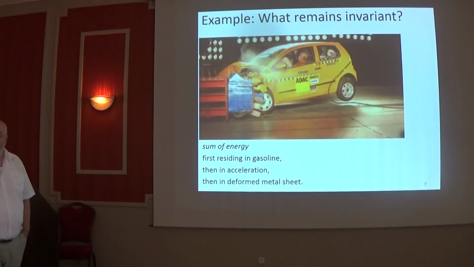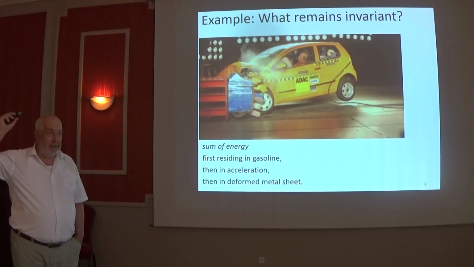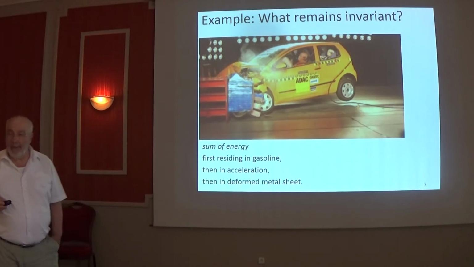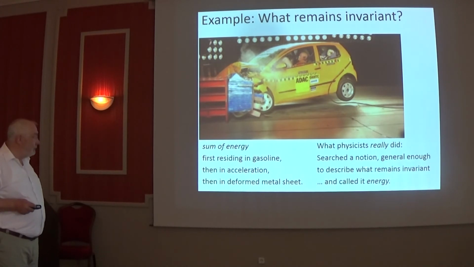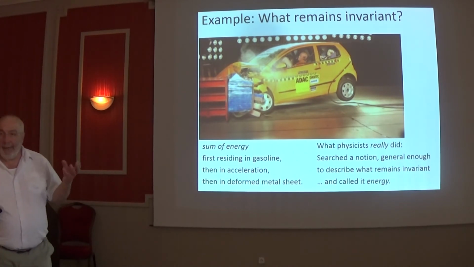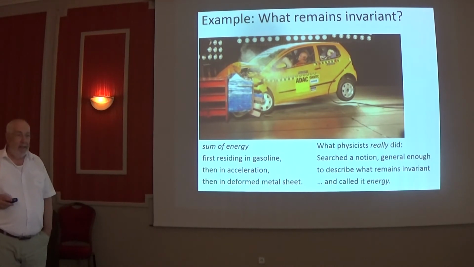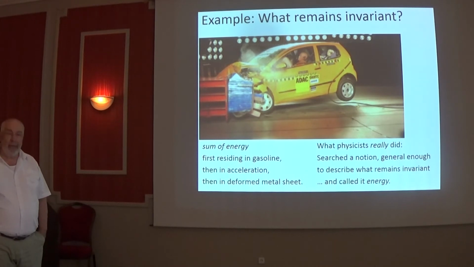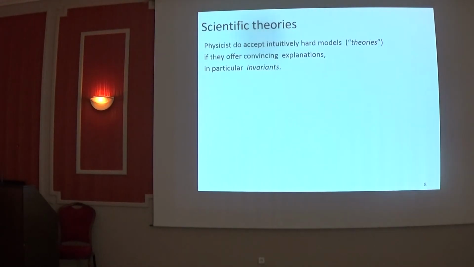And I think we understand the process or dynamic behavior properly only if we know the invariance of the behavior. And that is what we also should do in informatics. So what the physicists really did, they searched for a notion general enough to describe what remains invariant in such a process. And they identified this, and it took decades to identify this, and then they called this energy. And therefore we now have this beautiful notion where we can compare electricity with heat or with gasoline. Okay? So that is invariance in physics.